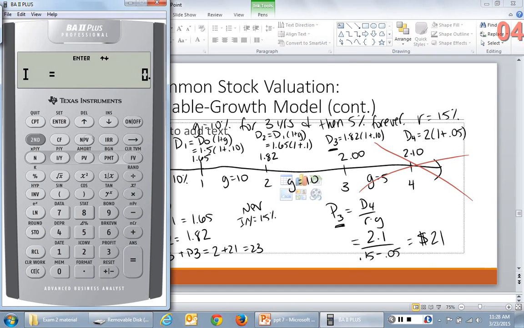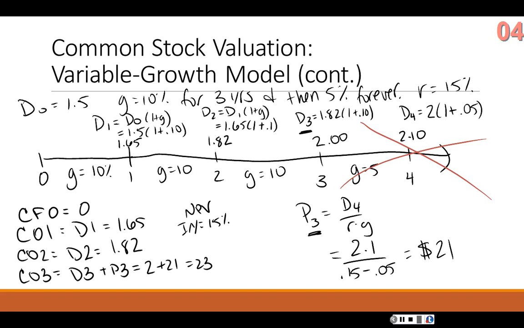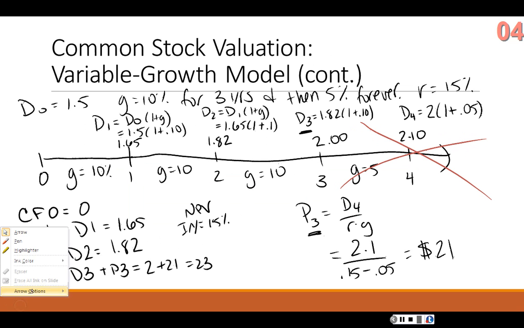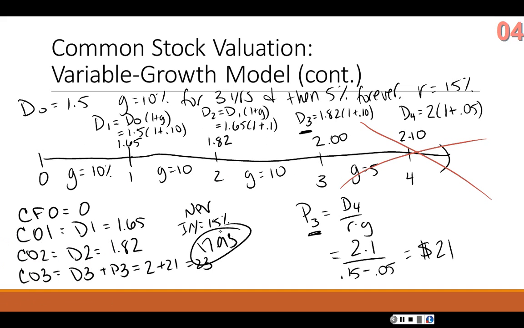Now we push the NPV button, enter in our required return, and compute. And we get $17.93. So $17.93 is the value of this common stock.